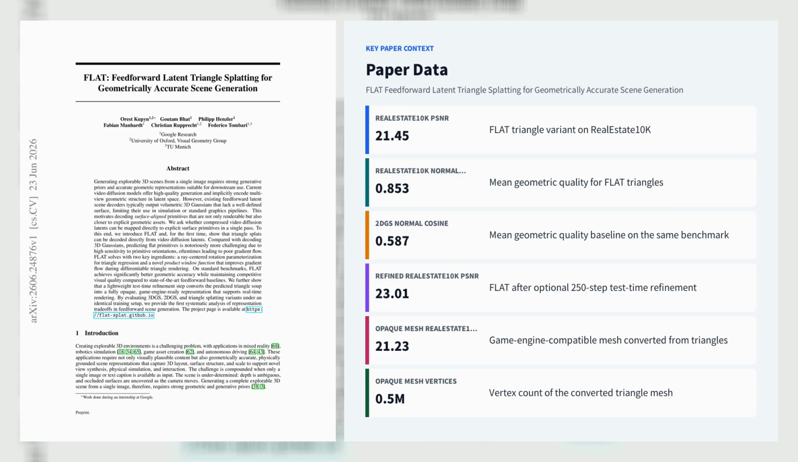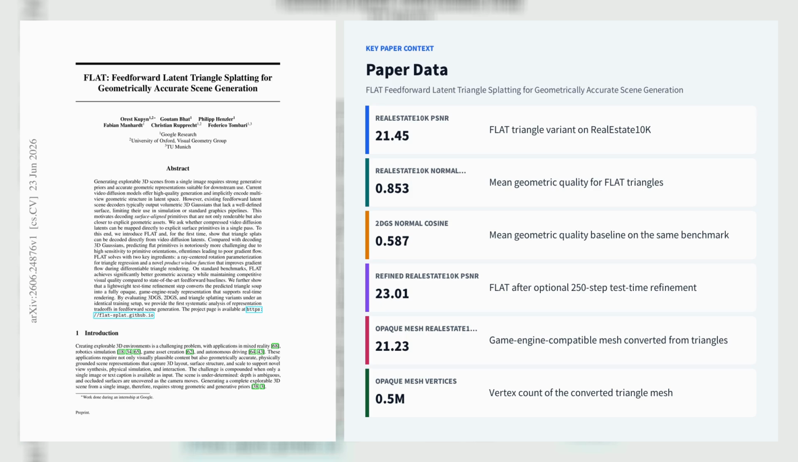Let's explore the first paper. FLAT: Feed-forward Latent Triangle Splatting for Geometrically Accurate Scene Generation. FLAT, developed by Google Research with Oxford VGG and TU Munich affiliations, is a feed-forward image-to-3D scene generator that decodes explicit triangle splats directly from frozen video diffusion latents in a single pass, instead of regressing volumetric 3D Gaussians. The key novelty is ray-centered triangle parameterization.